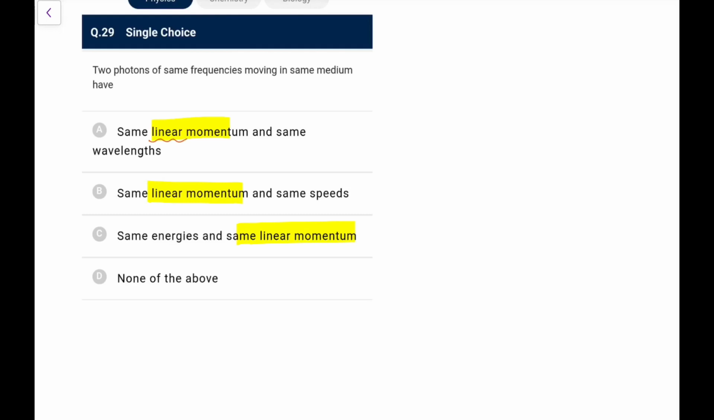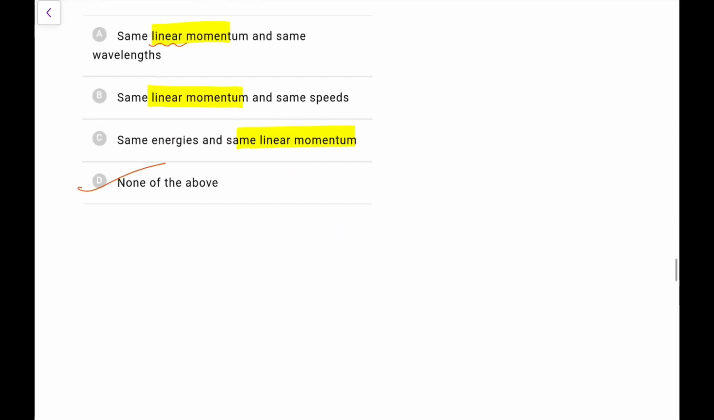So therefore we cannot say same linear momentum. Same magnitude of linear momentum we can say, but not the same linear momentum. So as per this, none of these would be the option, otherwise all three will be the same.